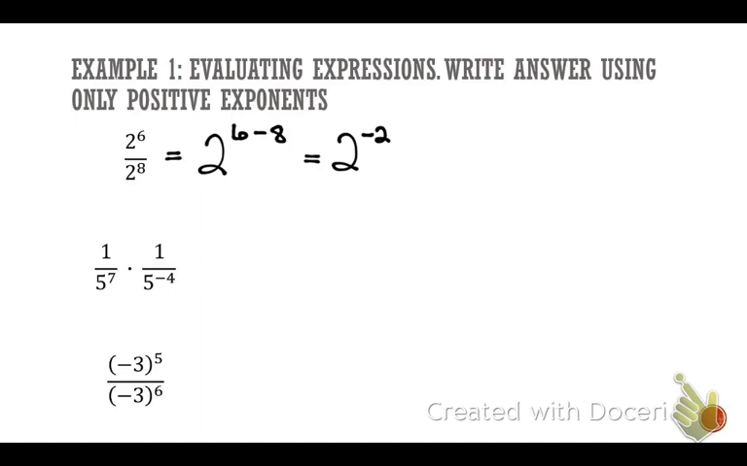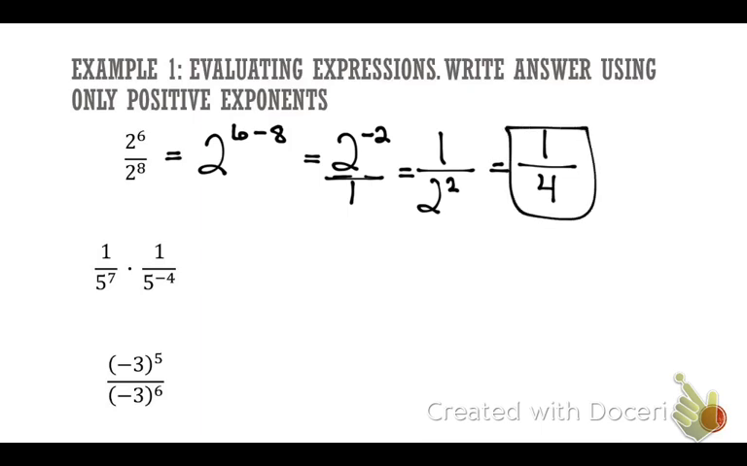So what can you do to write this exponent as positive? What can you do, Leah? Put it over 1 and then flip it. Okay? So 1 over 2 squared. Now I can evaluate it to be 1 over 4. So before I can evaluate, my exponent must be positive. I flip it, and then I can evaluate. All right?